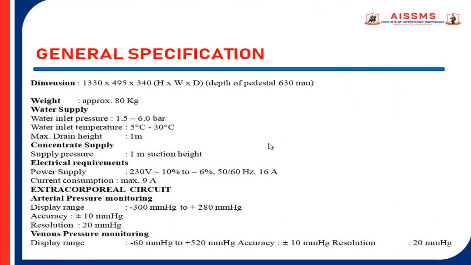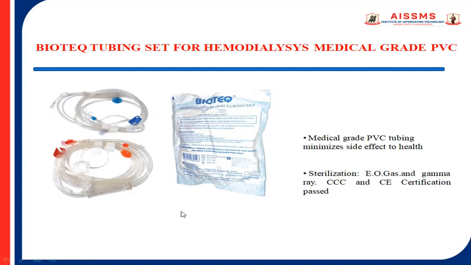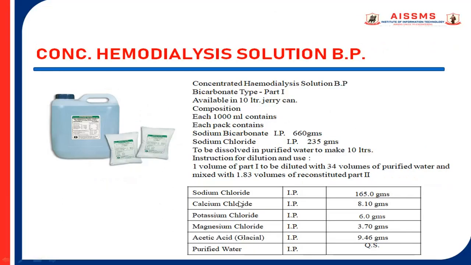These are some general specifications of a dialysis machine: dimension, weight, then supply requirement and pressure requirement. Then some blood requirement is mentioned here. The first component is the biotech tubing set for the hemodialysis system, which is made up of PVC, and these tubes are used for the blood circulation.